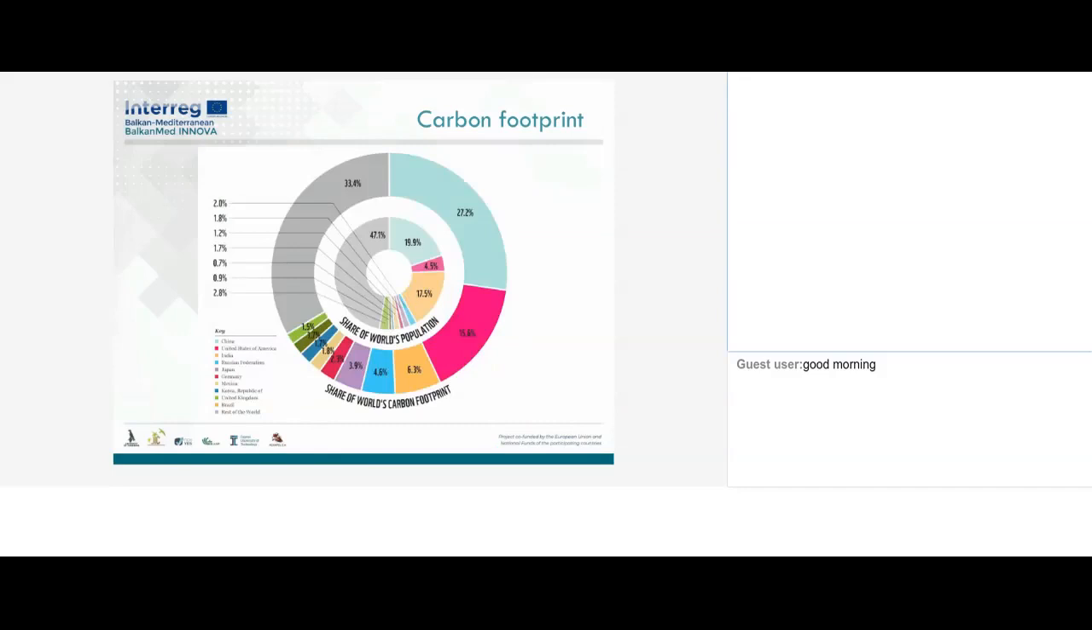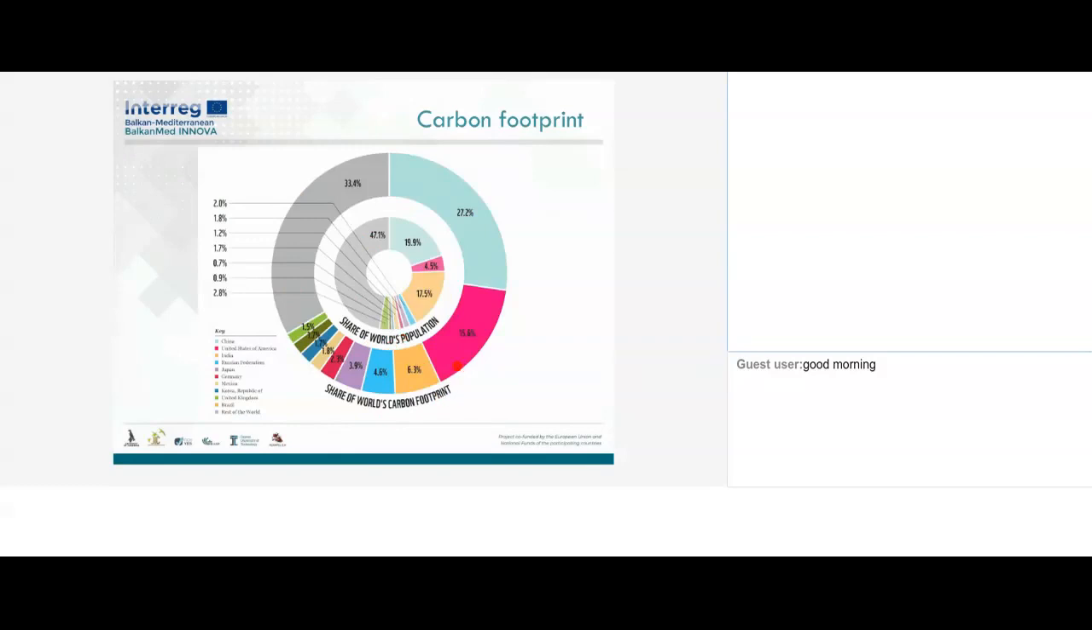As with most things that are related to the environment, carbon footprint also has social and political aspects. There are huge inequalities in carbon emissions between states, inequalities that are not due to their population size, but rather due to their economies' size. See, for example, this graph. The outer circle is the share each country has of the world's carbon footprint, and the internal circle is the share each country has of the world's population.